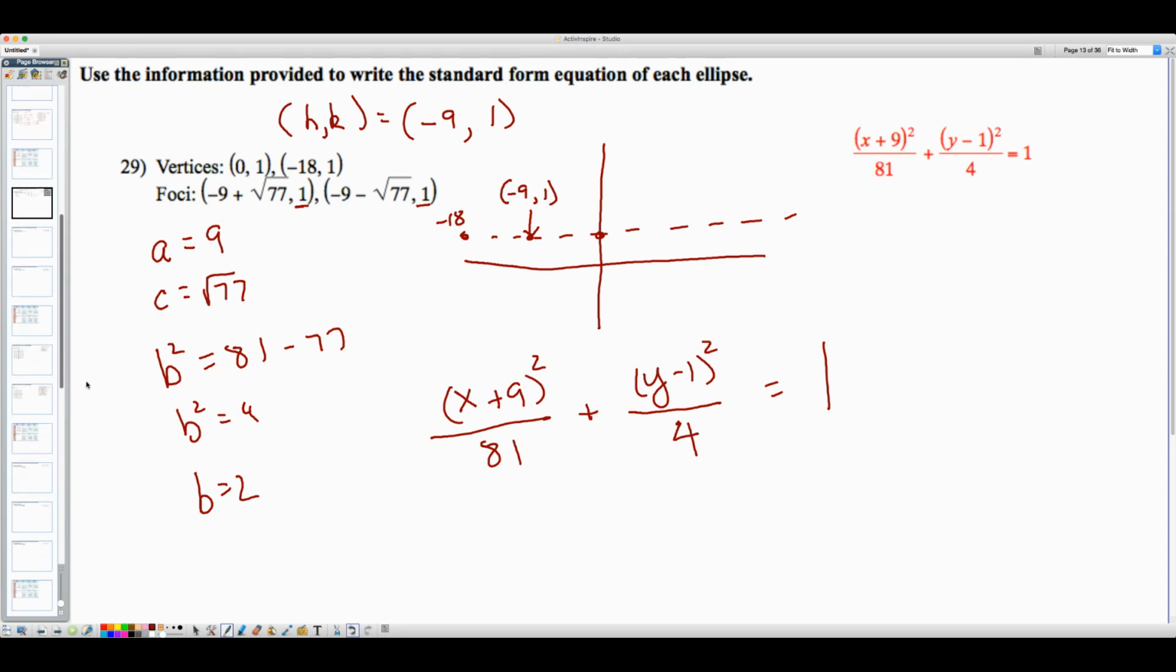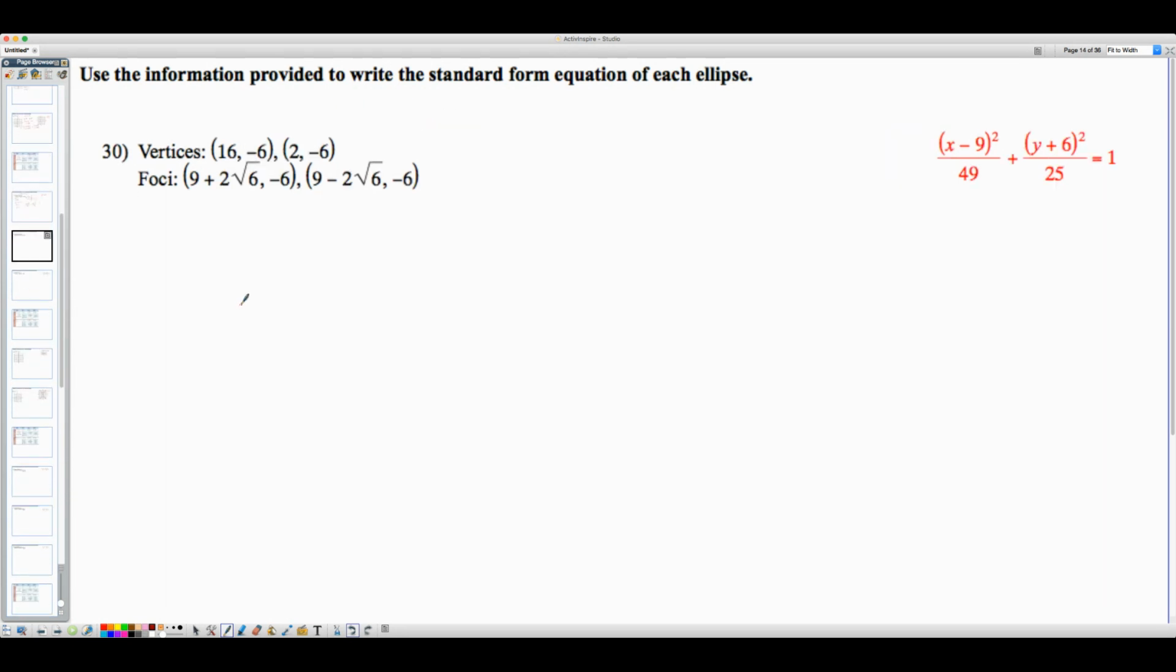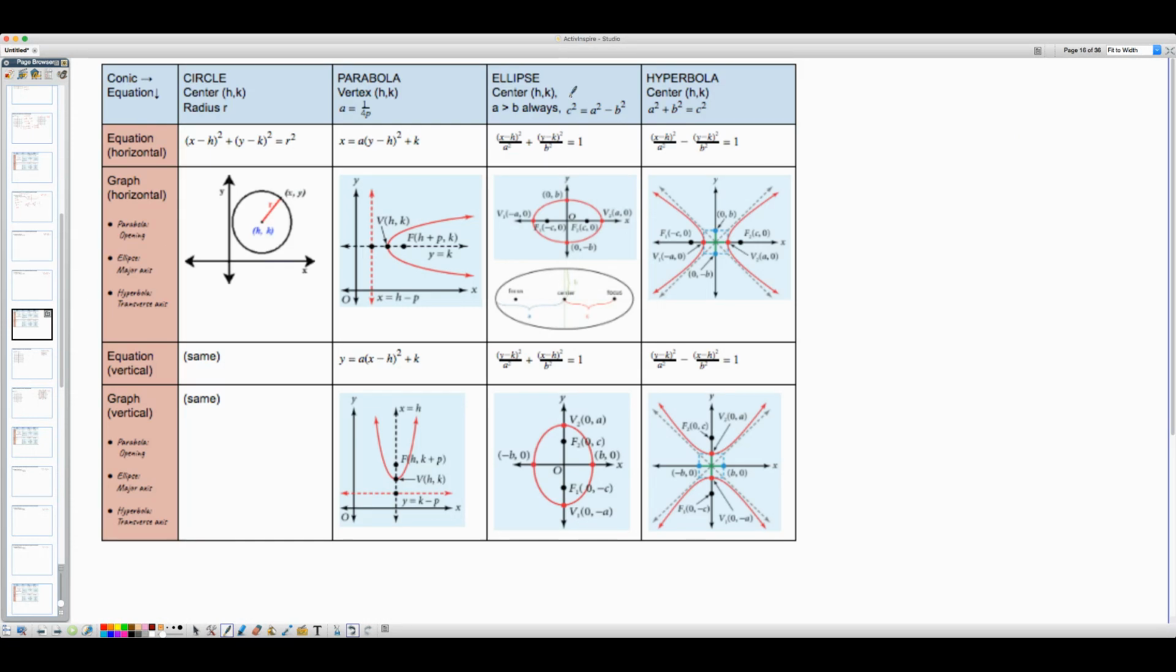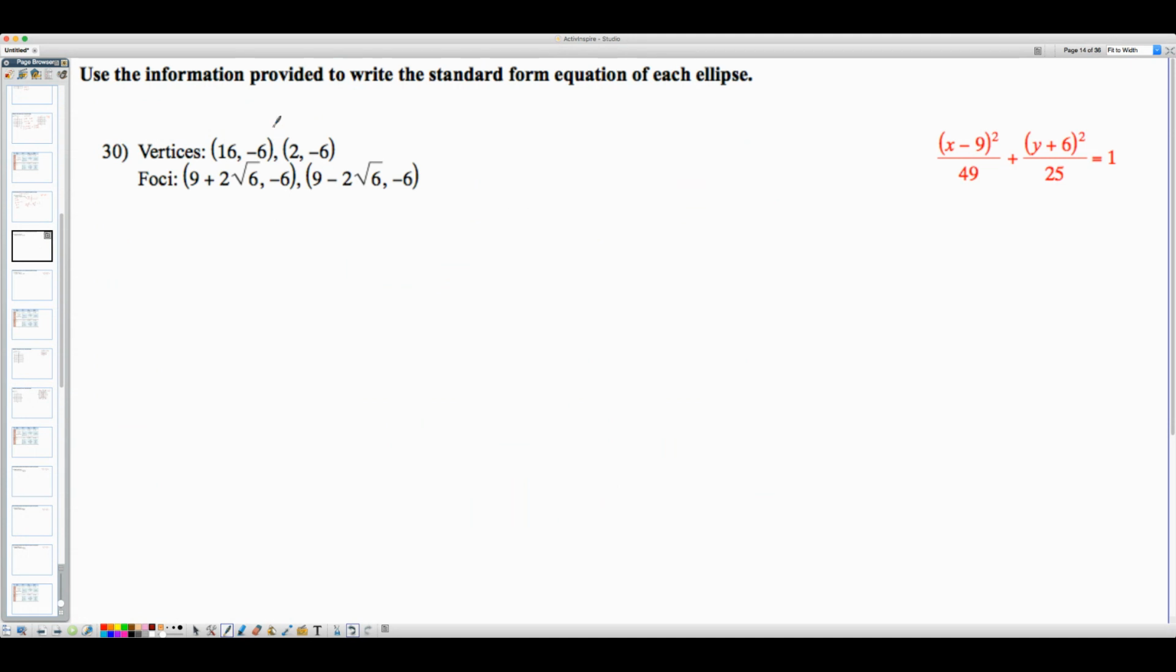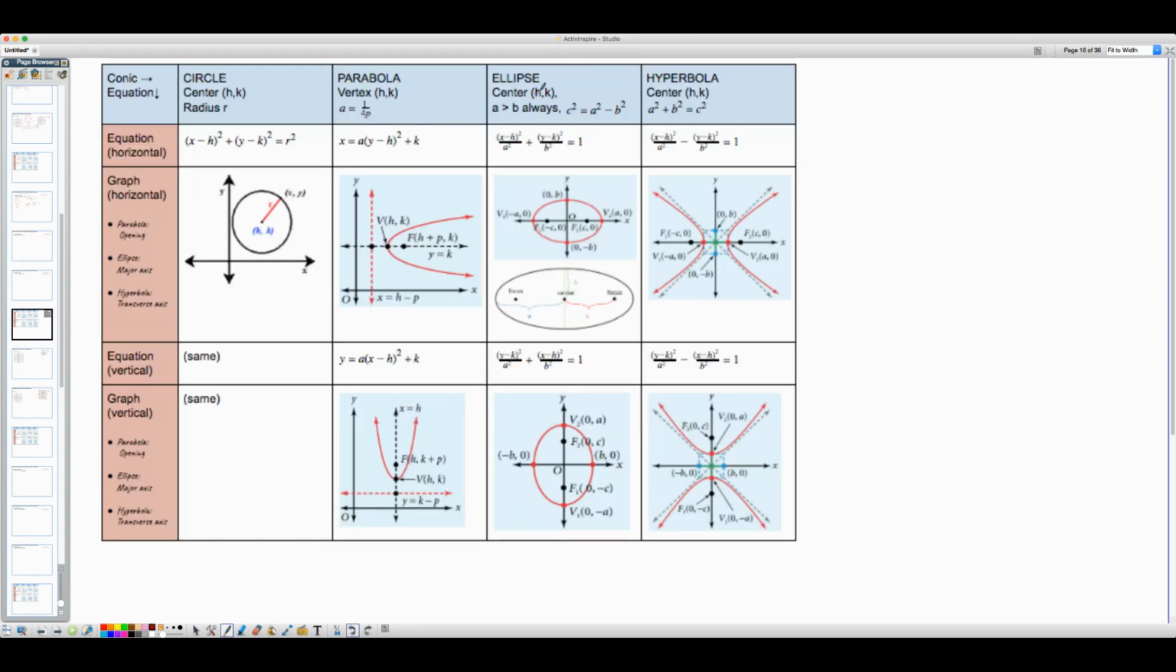All right, let's do another. Here we have the y values staying the same. And if the y values stay the same, is this an ellipse? This is going to be an ellipse, so I'll have a plus sign in between the two terms. And my y value is staying the same. Since the y value is staying the same, it would be as if it were like this one here, so it's going to be a horizontal orientation.